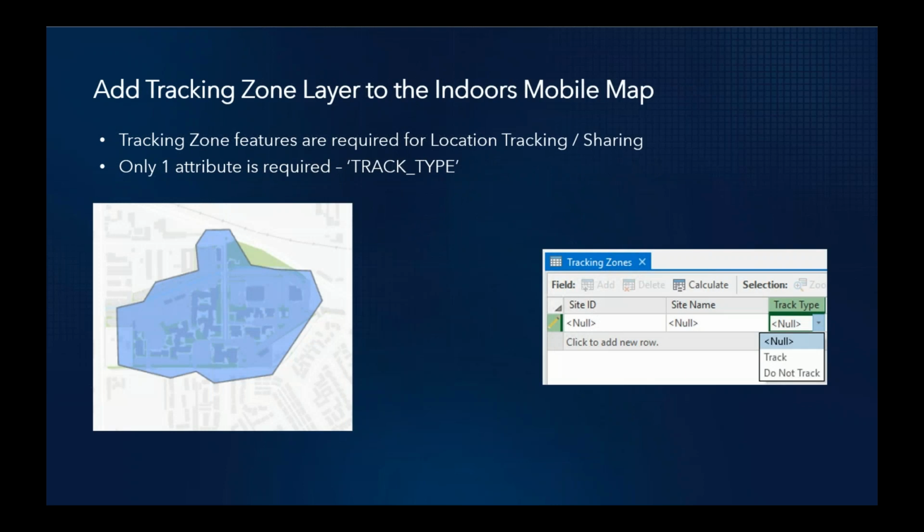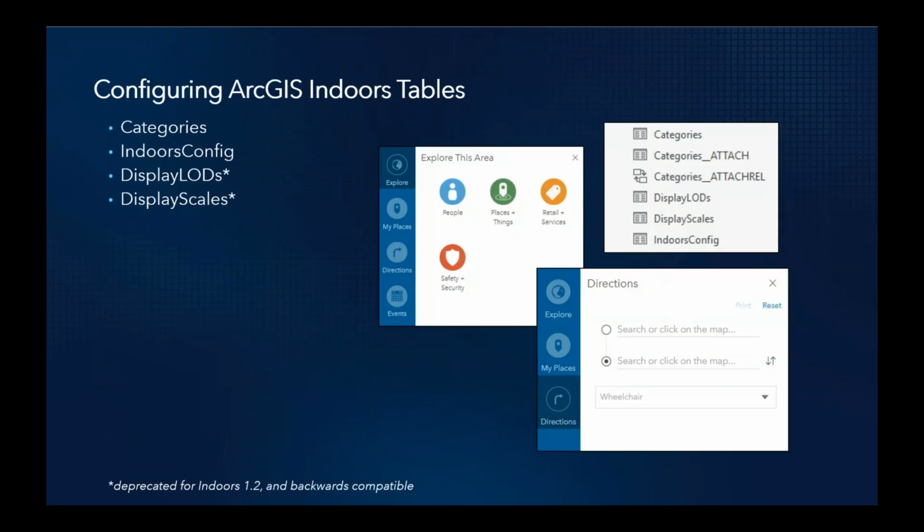Also, you'll need to create boundaries for track zones. It's simple. You just update one attribute, track type, if you want to enable device tracking. If you don't have it, device tracking will not be available for those users with that map.